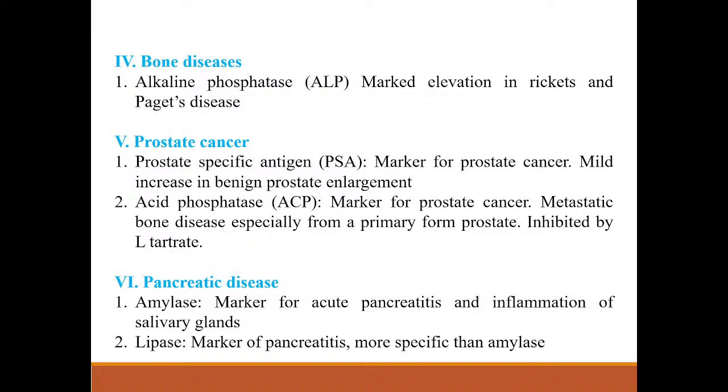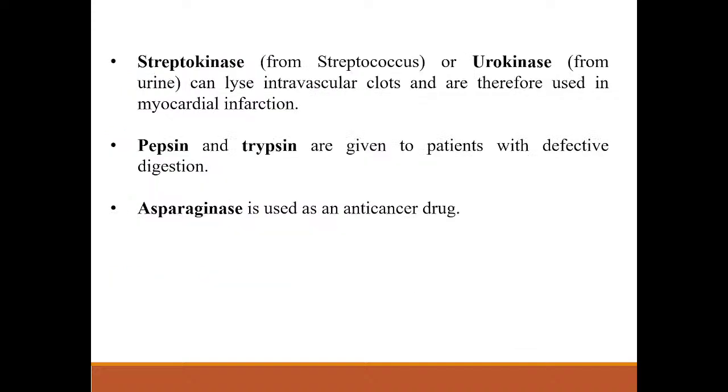Pancreatitis is amylase, lipase. Streptokinase, urokinase: streptokinase is from streptococcus, urokinase from urine. They can lyse intravascular clots and are therefore used in myocardial infarction. When there is infarction, there will be a clot which is lysing. Immediately, if you can give the streptokinase or the urokinase, the chance of survival of the patient, depending on the condition, is always more.